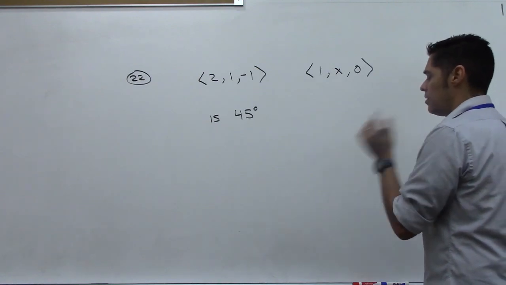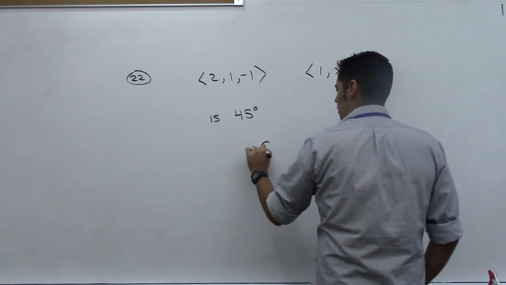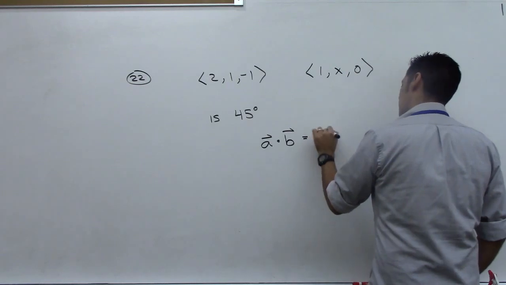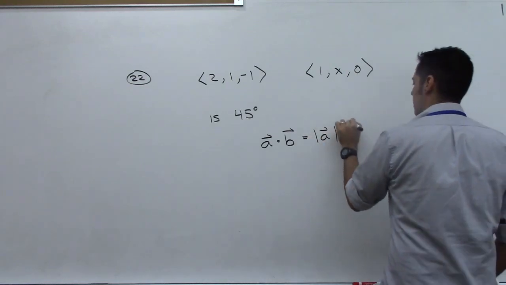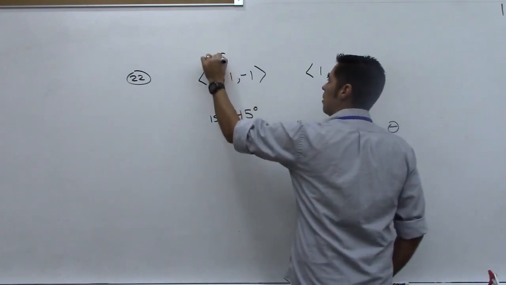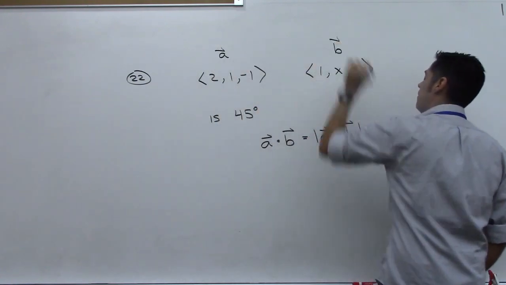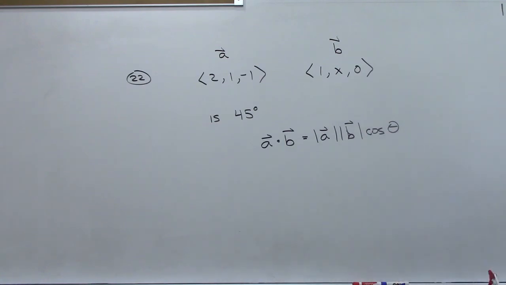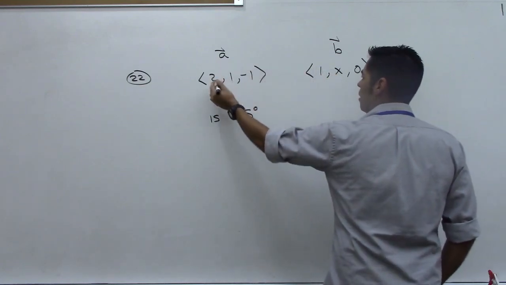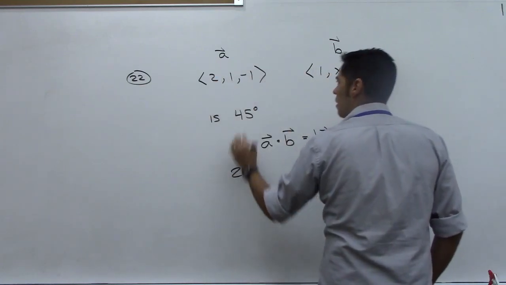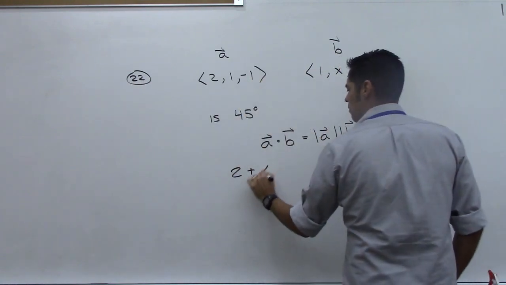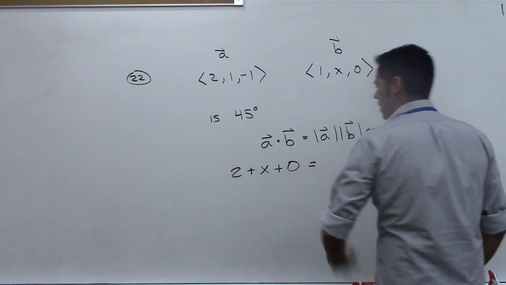several ways we could look at this. We know this formula, A dot B must equal magnitude of A times magnitude of B, cosine of the angle between the vectors. We know that equation. We call this vector A, we call this vector B. What would A dot B turn out to be? So if I dot product these two, 2 times 1 is 2, plus 1 times x, which is x, negative 1 times 0 is 0. So the left side of that equation would be that.